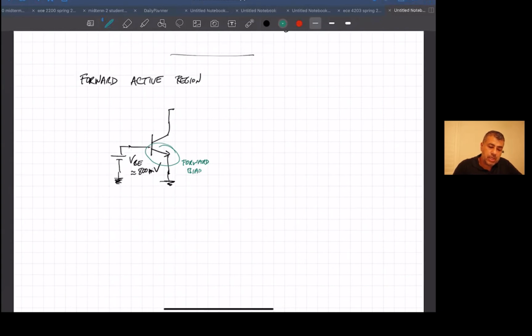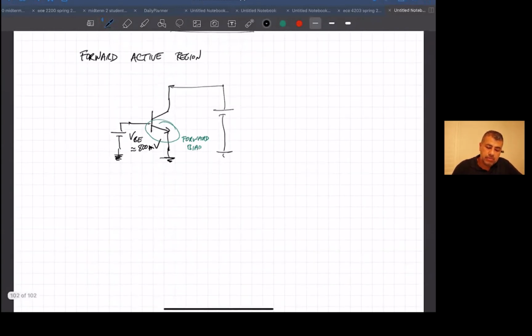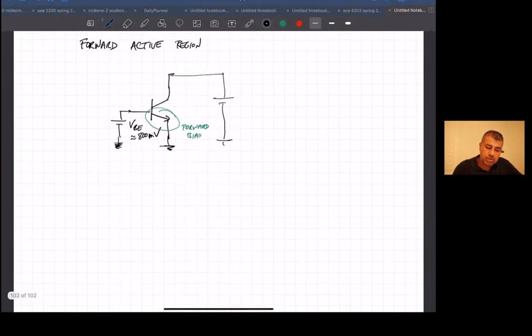Then I'm going to put another battery between the collector and the emitter. Remember that the way this device works, at least in this way, the common node was the emitter. So I'm referring both the base and the collector to the emitter, which is grounded in this case. I'm going to make this collector-emitter voltage around 1 volt.